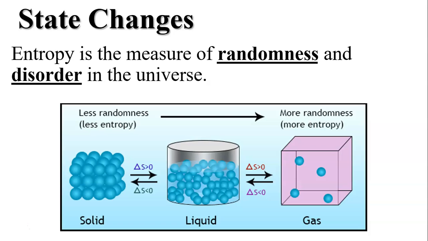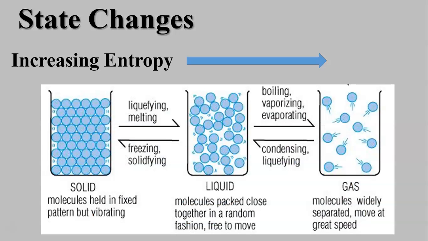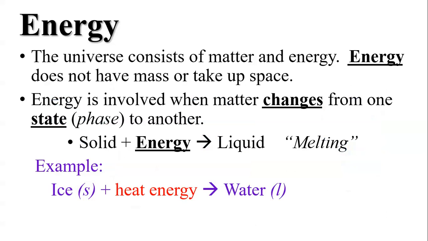Entropy is a new word for you. Entropy is the measure of randomness and disorder in the universe. I imagine that your room is probably a study in entropy, or at least my kids are. So when entropy increases, the randomness increases. So solids have very little entropy, and as entropy increases, the solid would turn to a liquid, and then even more entropy, liquids would turn to a gas. So higher entropy would be something like gas, solids would have less entropy.